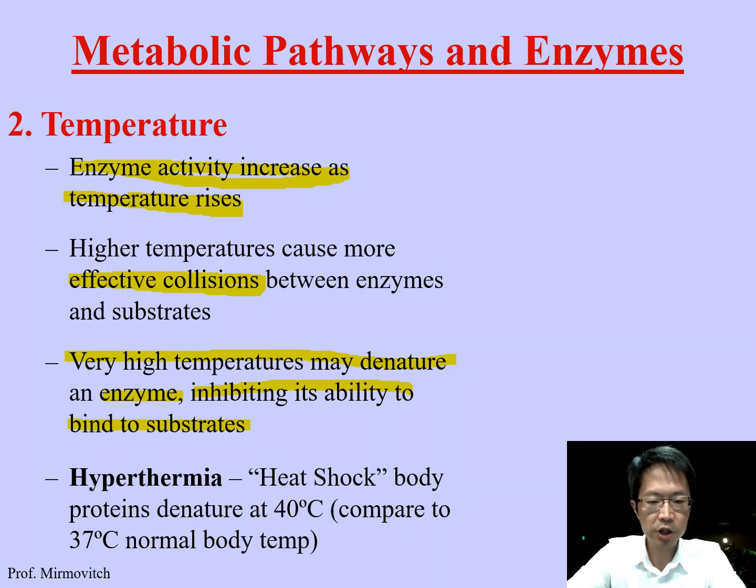Hypothermia or heat shock. Body protein denaturation starts at 40 degrees Celsius, compared to the 37-degree normal body temperature. That's why a high temperature fever is very dangerous and it can kill people. If you are at 40 degrees Celsius, it's already too high. I mean, if it is 39, it is already very high. So you need to take Tylenol or Advil to lower your body temperature, to lower the fever.